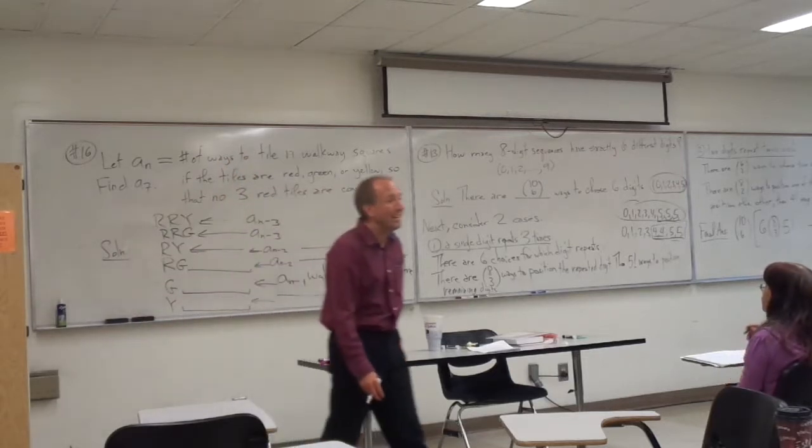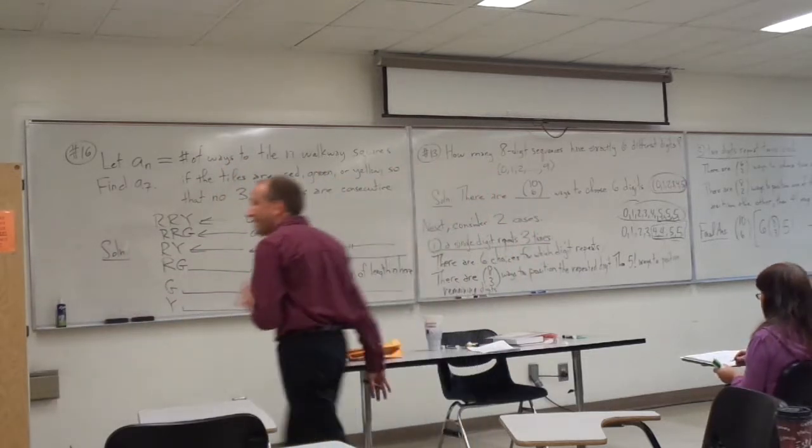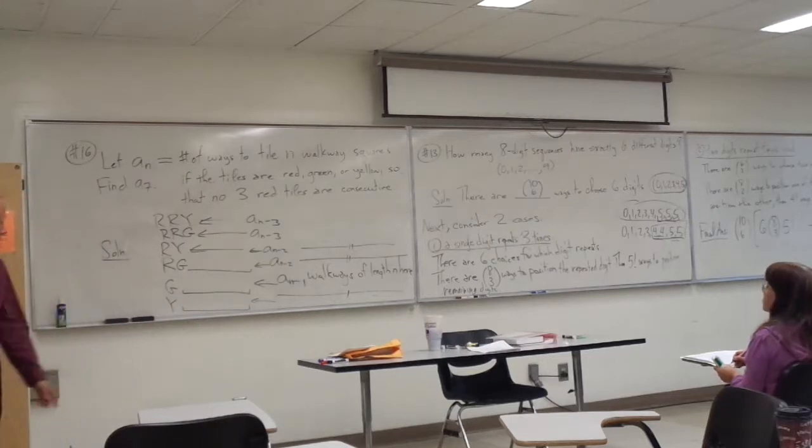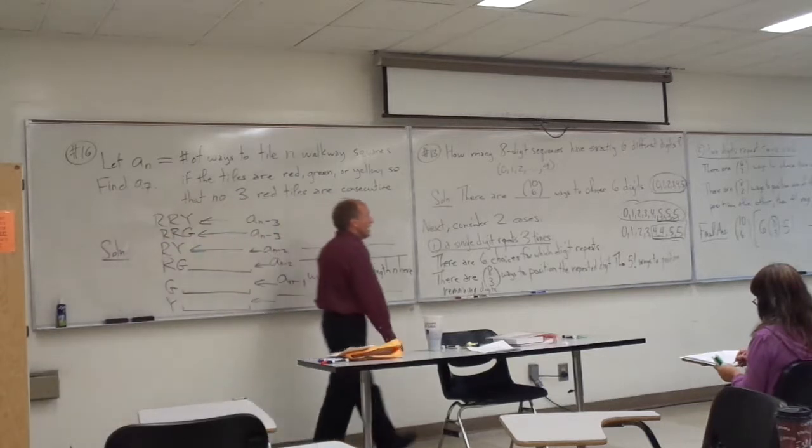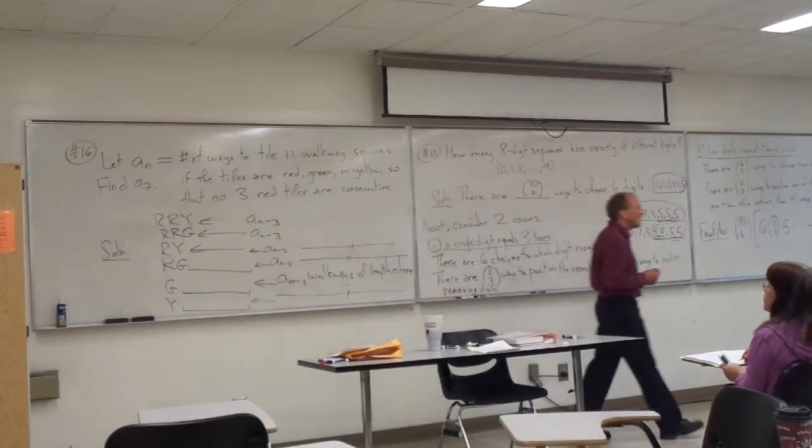We don't want it to be there. But everything else is listed there. So it's just going to be 2 factors of a sub n minus 1 plus 2 factors of a sub n minus 2 plus 2 factors of a sub n minus 3. Right? That's an order 3 recurrence relation.